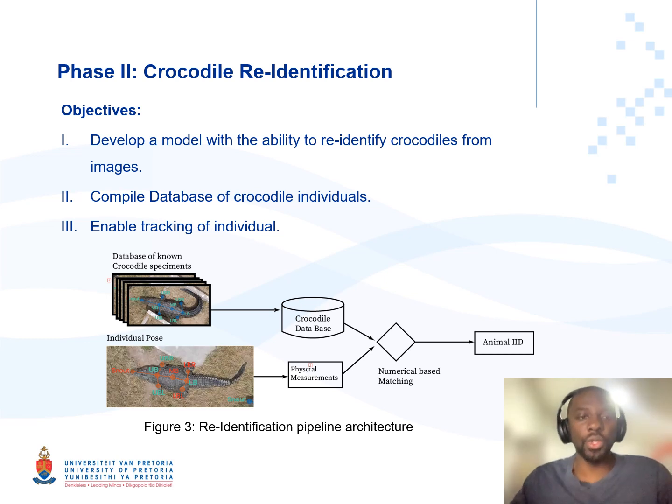In our figure, I show as an example a pipeline of this process, whereby a new crocodile is identified in the wild. It's compared to our database of known crocodiles, and if it is deemed to be new, it is added to the database.